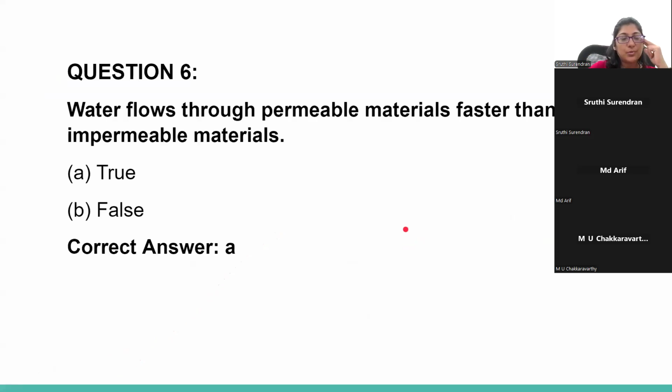So the statement is true. Permeability is the ease with which water can flow through a medium. So permeable materials means there'll be easy flow of water. So it is definitely going to flow faster than how water flows in impermeable material.